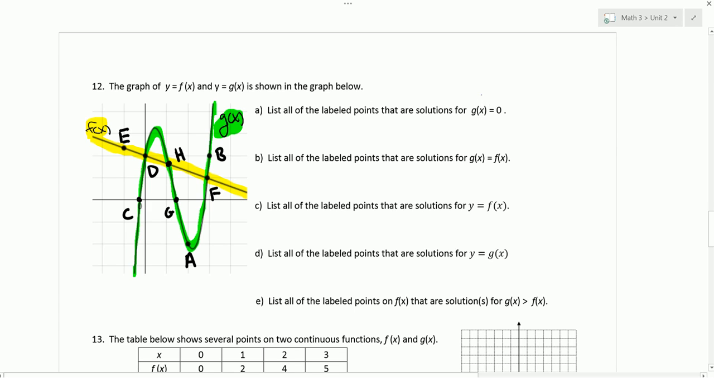Remember, this is really stating that these are points where the y value is equal to 0. That only happens on the x-axis. So another way to state this is to find all the x-intercepts of g of x. Well, g of x crosses the x-axis at point C, point G, and there's another point that is not labeled on there. Let's label it point I.